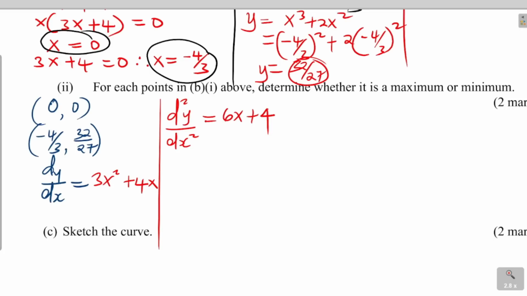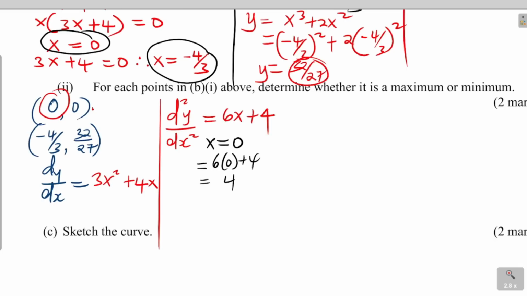So from there, you want to test the first point. The first point is (0, 0). So we use the x coordinate of the first one. When x is equal to 0, what will be the second derivative? When you substitute here, you get 6 times 0 plus 4. So this will give 4.